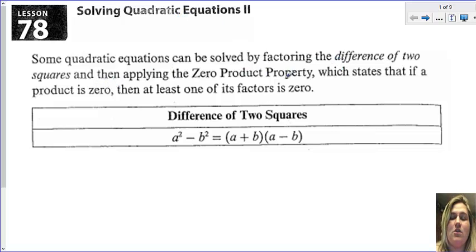Okay, it says some quadratic equations can be solved by factoring a difference of two squares and then applying the zero product property, which states that if the product is 0, then at least one of its factors is 0. The key to the difference of two squares is that you have to have a difference, they have to be subtracted, and the two things we're dealing with have to be perfect squares. Once they are, we set up two sets of parentheses, take the square root of a and put it in the front of both, then say plus or minus, and the square root of b goes in the end of both, and that's it.